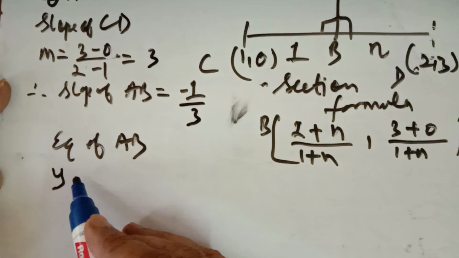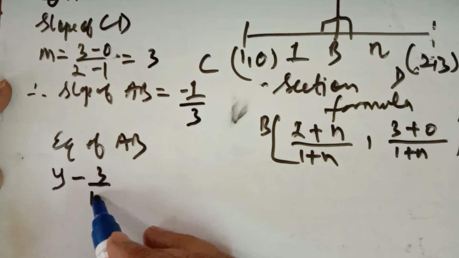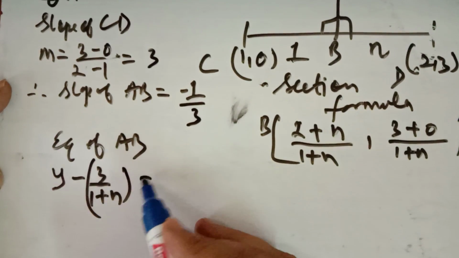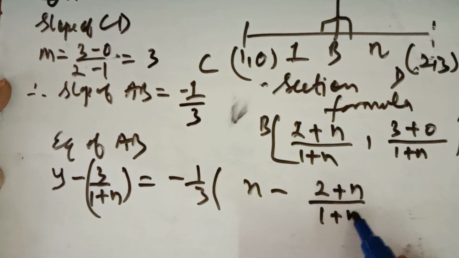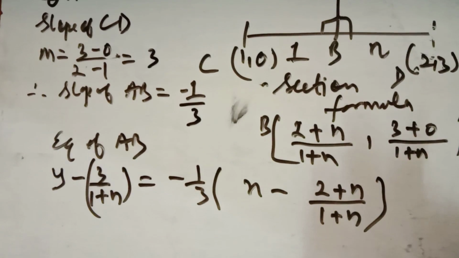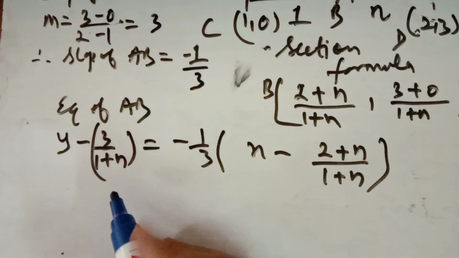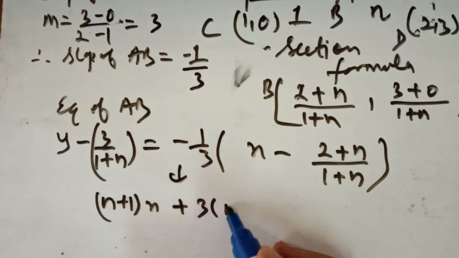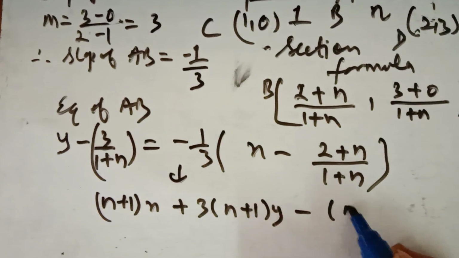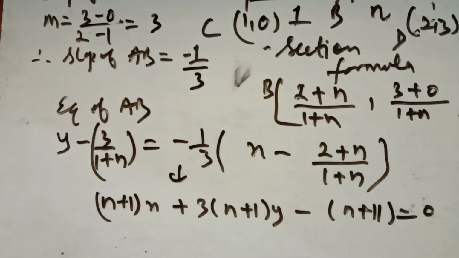You will get some general equation. So y minus y1 is equal to m times (x minus x1). So this is the equation of the line which is perpendicular to a given line whose coordinates are given, and this line is dividing it in the ratio 1:n. Arrange and cross multiply it, you will get the equation as (n plus 1)x plus 3(n plus 1)y minus (n plus 11) equal to 0. This is the equation of the required line.